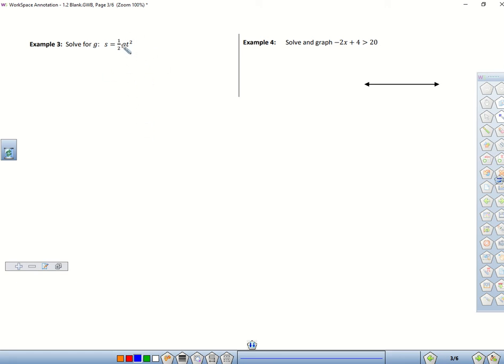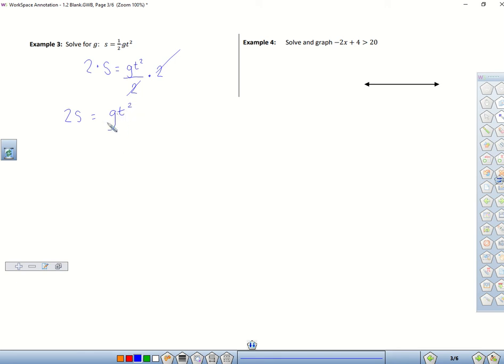So I see that g is being multiplied by 1/2 and also being multiplied by t squared. So another way that we can write something being multiplied by 1/2, it's the same thing as being divided by 2. So I'm going to write it as being divided by 2. Now I know in math when I want to reverse division, I can do multiplication. So I multiply by 2 on both sides. That cancels out my 2 on my right. That leaves me with 2s is equal to g times t squared.